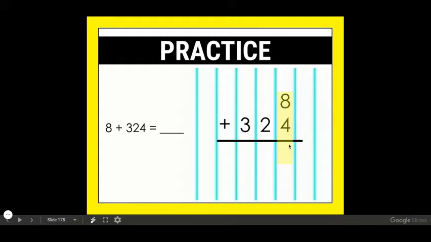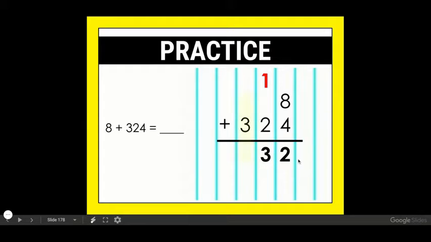8 plus 4 equals 12. So remember, I'm going to put my 2 down below in my ones place, but then my 12, my 10, needs to go in the tens place. So I regroup that up on top. Now let's add together our tens. I have 1 plus 0 plus 2. 1 ten plus 2 tens equals 3 tens. So I'm going to put the 3 right next to my 2.